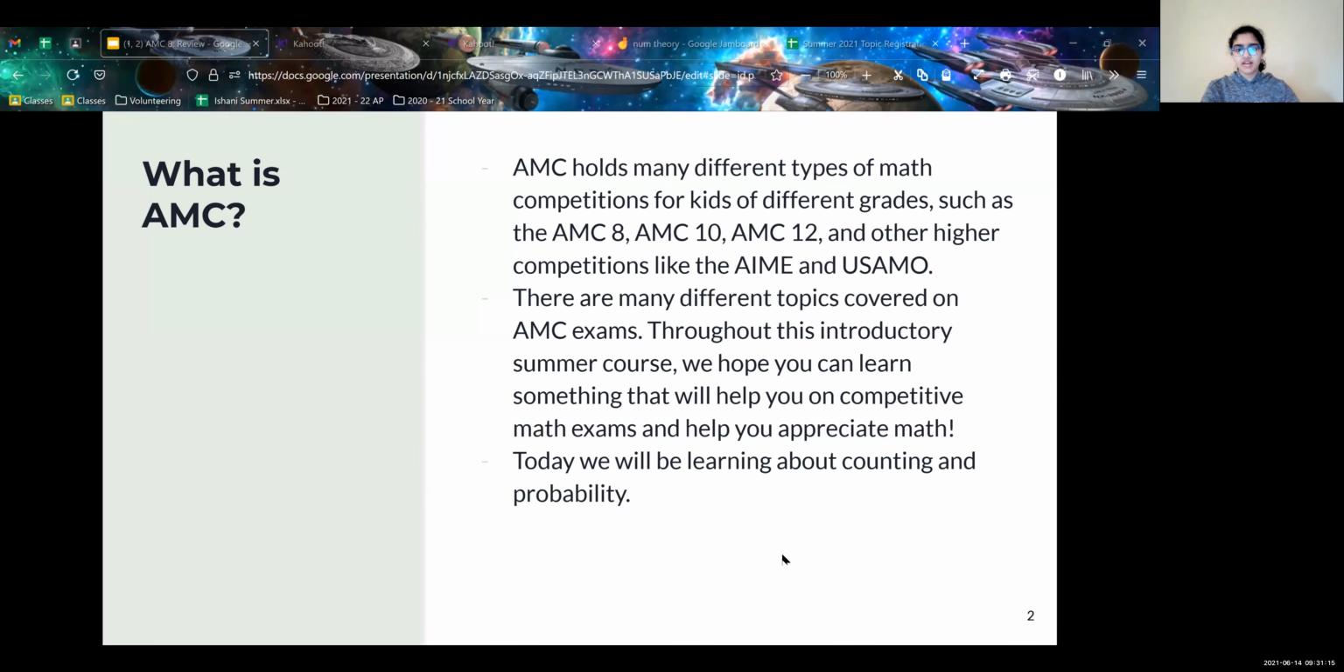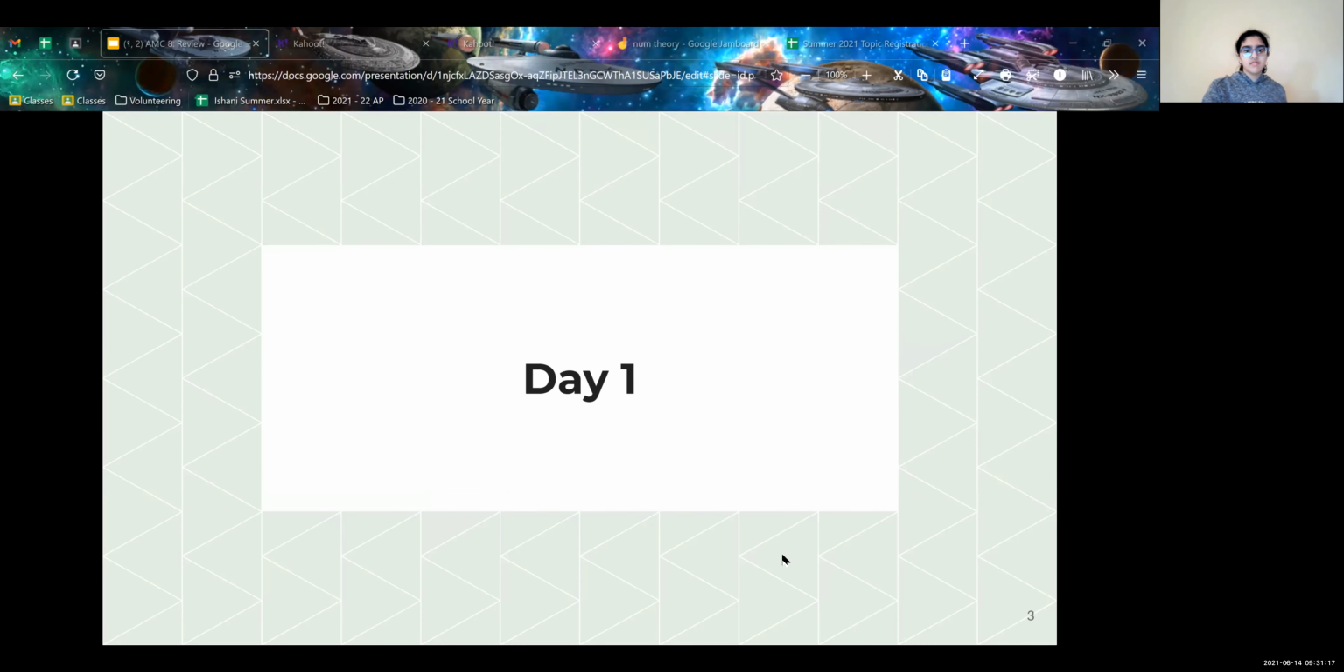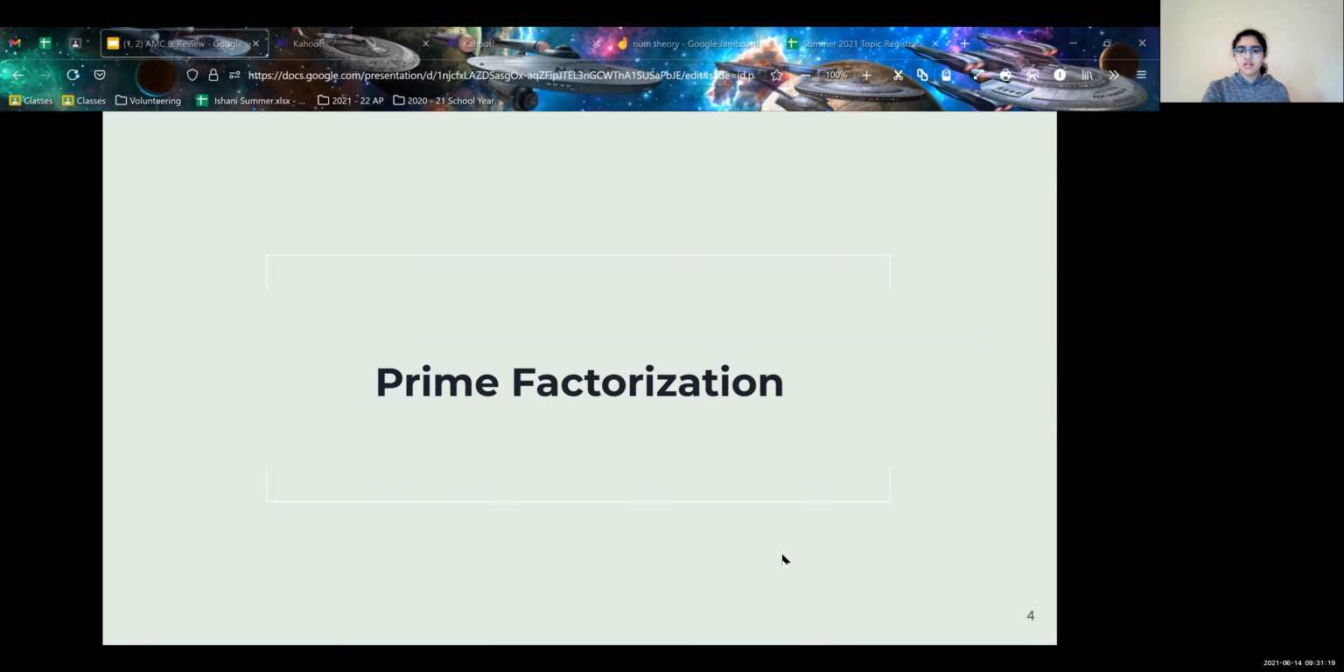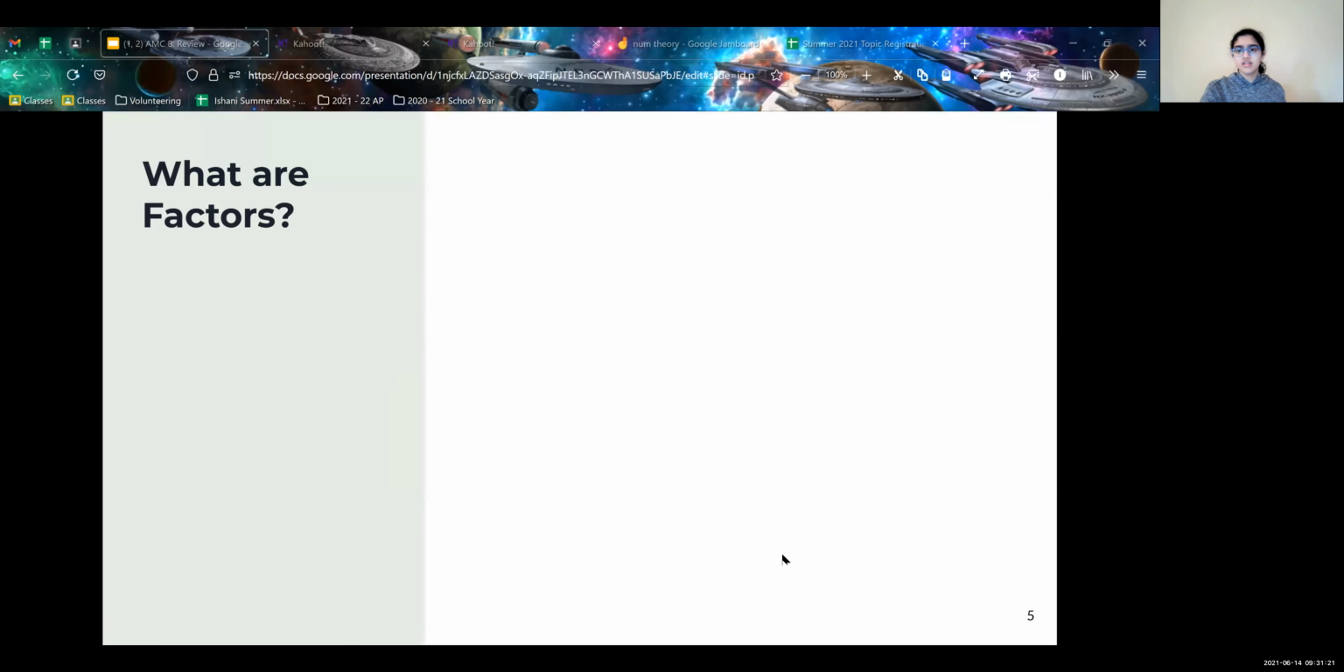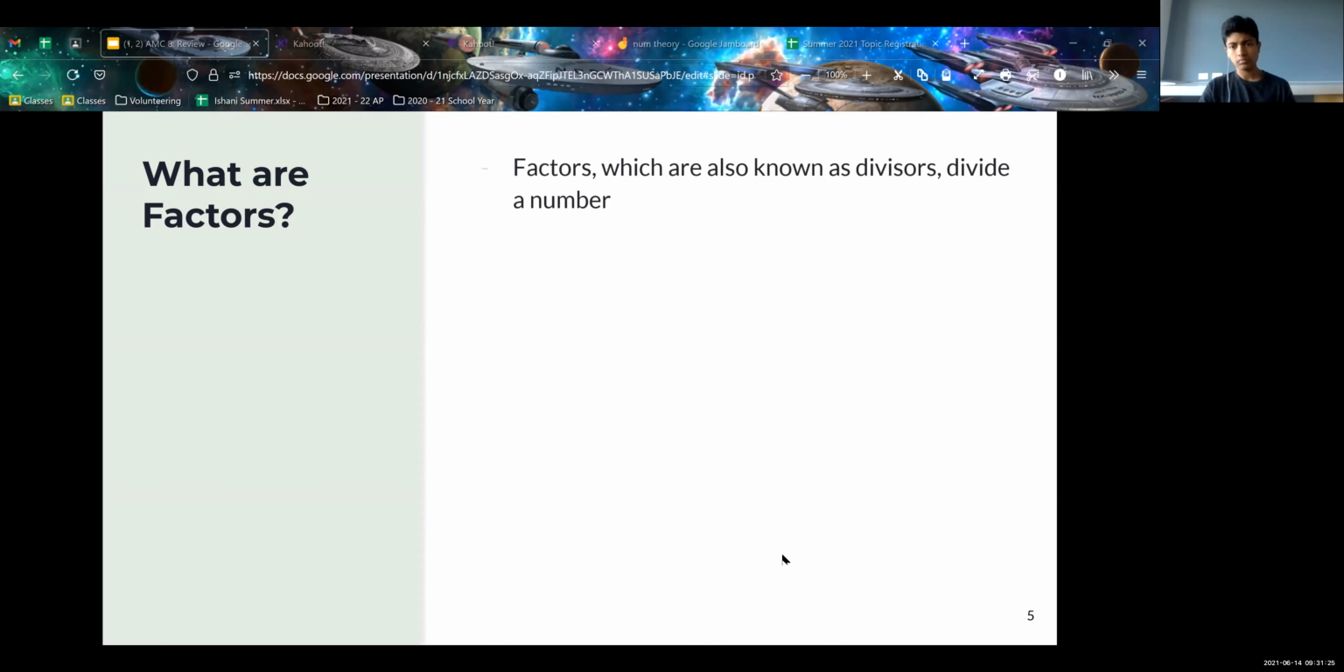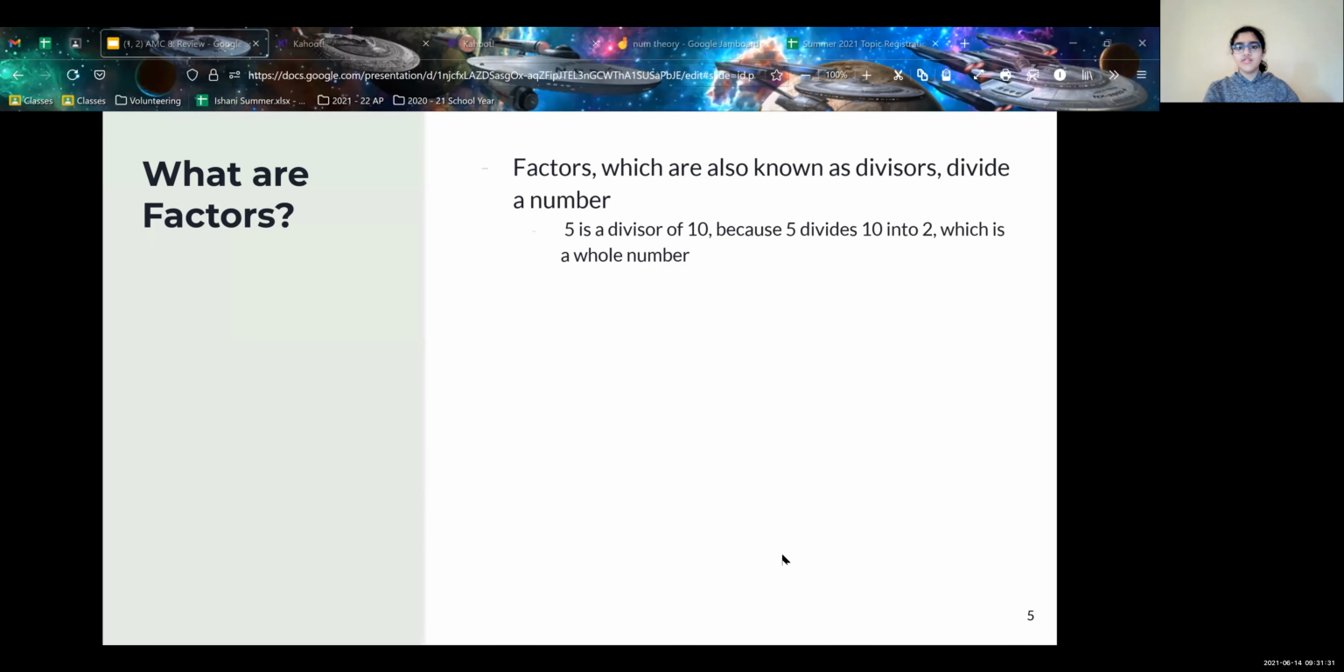LCM and prime factorization. So prime factorization. So what are factors? Factors are also known as divisors, and they divide a number. So for example, 5 is a divisor of 10 because 5 divides 10 into 2, which is a whole number. However, 6 is not a divisor of 9 because 6 divides 9 into 1.5, which is not a whole number.